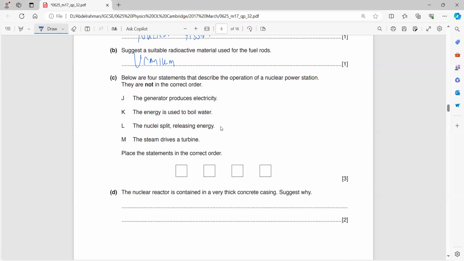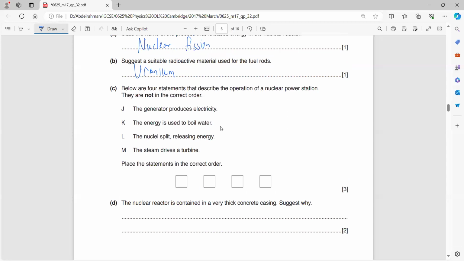Do I have to write 200? No, you don't have to write that. You can just write down uranium. That's enough. In the correct order, the generator produces electricity.